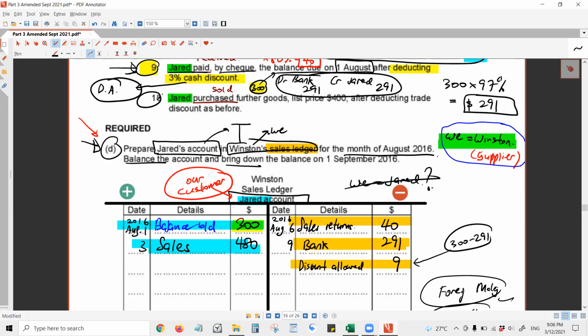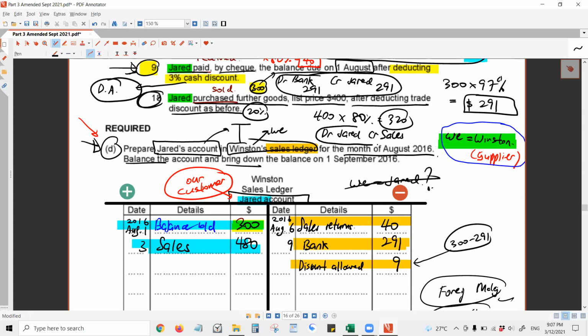Now the 18th. Let's look at the last one. Jared purchased further goods, which means we sold further goods. We are Winston. This price is 400 after deducting the trade discount as before. So again, use the same 20%. So 400 times 80%, 320, right? Yeah, correct. Okay, double entry: debit Jared, credit sales, with the amount 320.